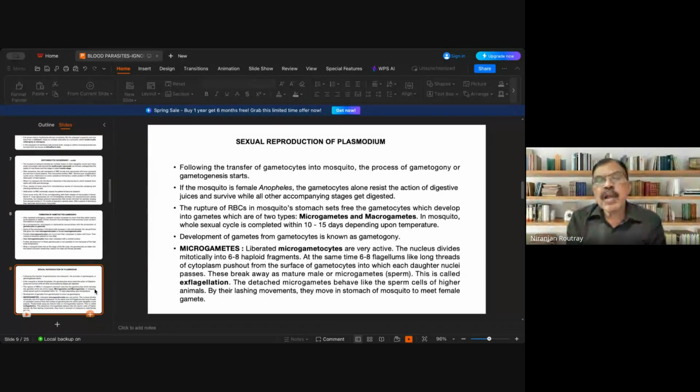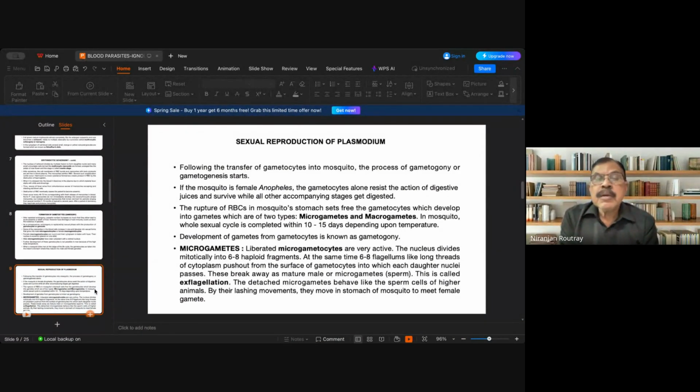Gametes are developed through the process of gametogony. The microgametes are liberated from the microgametocyte. They are very active; you know, sperms are always active. The nucleus divides mitotically into 6 to 8 haploid fragments. So they are mitotic in nature, and still in a haploid stage. That means the entire gametocyte develops into 6 to 8 fragments, so 6 to 8 male gametes, or microgametes, are produced.